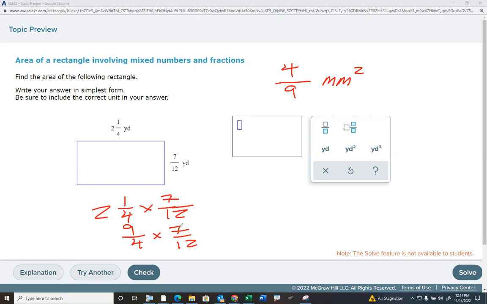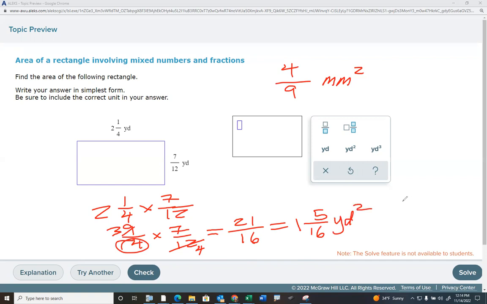Okay, so on this problem down here, I notice I could cancel: 3 divides into 3 one time, and 3 divides into 12 four times. So 3 times 7 is 21, and 4 times 4 is 16. And let's see, write your answer in simplest form. People are probably not going to want you to say 21/16 square yards. They're going to want something like this as a mixed number. So 16 divides into 21 once, with a remainder of 5. And because we're working with yards, I put yards, and because it's area, it's square yards.